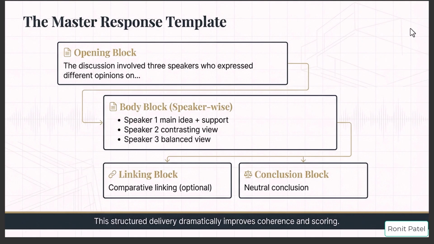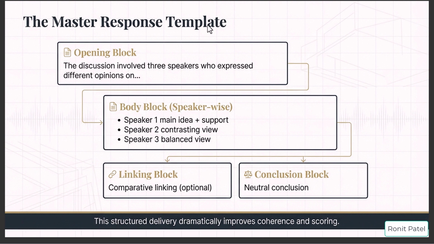Alright everyone, if you remember only one slide from this entire lesson, it should be this one. Why? Because this is your ready-made scoring machine. The slide presents a 4-block structure that dramatically improves coherence and scoring. Let's unpack it deeply. Block 1, opening block. The discussion involved 3 speakers who expressed different opinions on.